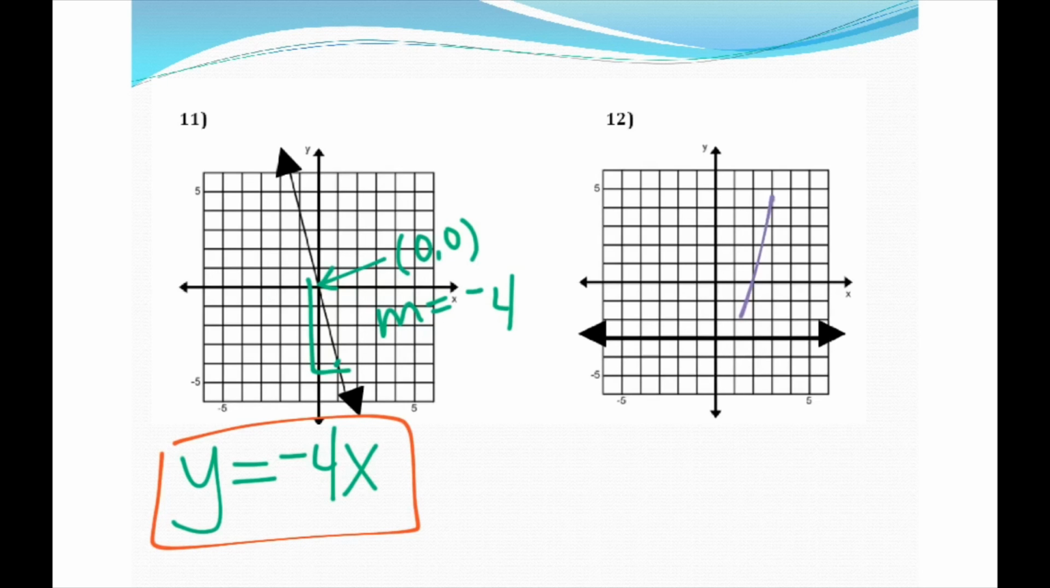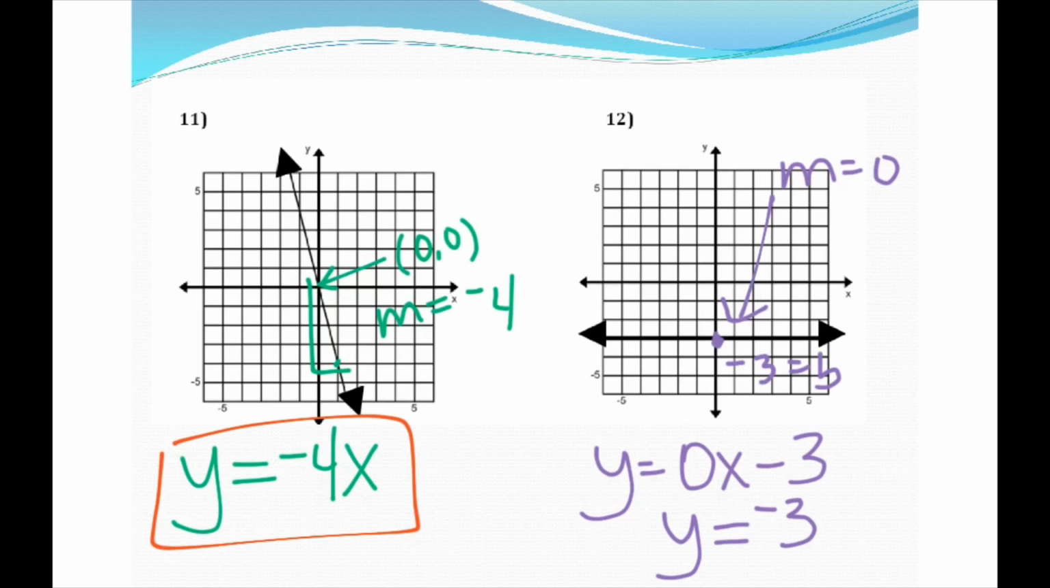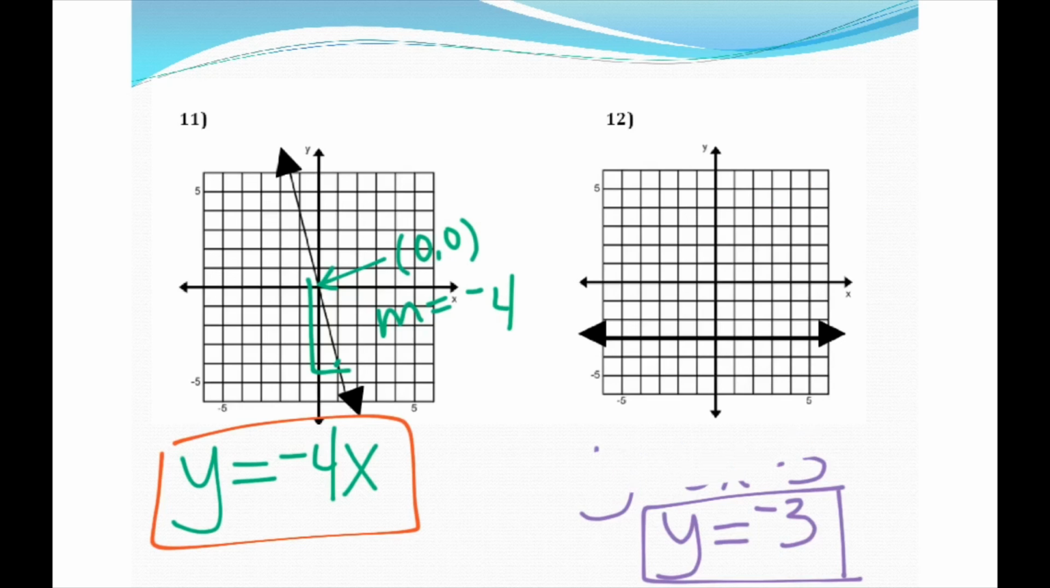Number 12. Oh, hey, look, it's a horizontal line, and all of those lines have a slope equals 0. And where does it go through the y-axis? It goes through the y-axis at negative 3. So y is equal to 0x minus 3. Well, 0x is just 0, and so we're just going to have y equals negative 3. Of course, you could have just noticed that and gone straight from looking at your graph to saying, oh yeah, it goes through the y-axis at negative 3, so therefore that's my equation.